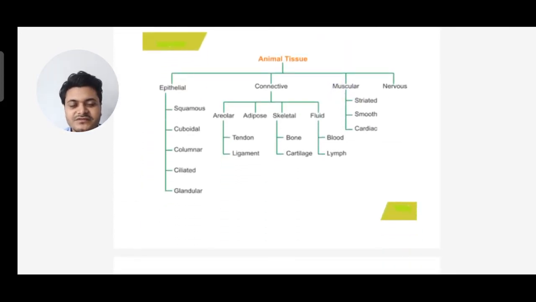This is the classification of animal tissue I have been giving in all the lectures of animal tissue. I have already completed epithelial tissue, connective tissue, and muscular tissue, and today I'll be continuing with the nervous tissue.